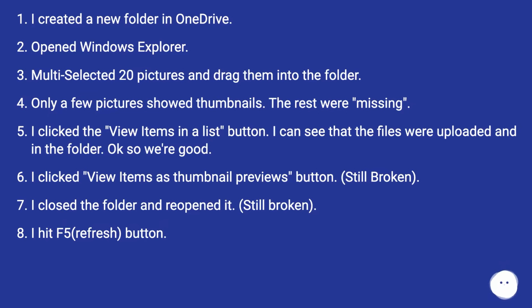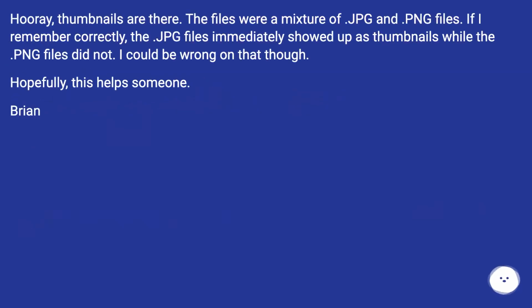The rest were missing. I clicked the View Items in a List button. I can see that the files were uploaded and in the folder. Okay, so we're good. I clicked the View Items as Thumbnail Previews button. Still broken. I closed the folder and reopened it. Still broken. I hit the F5 refresh button. Hooray! Thumbnails are there. The files were a mixture of .jpg and .png files.